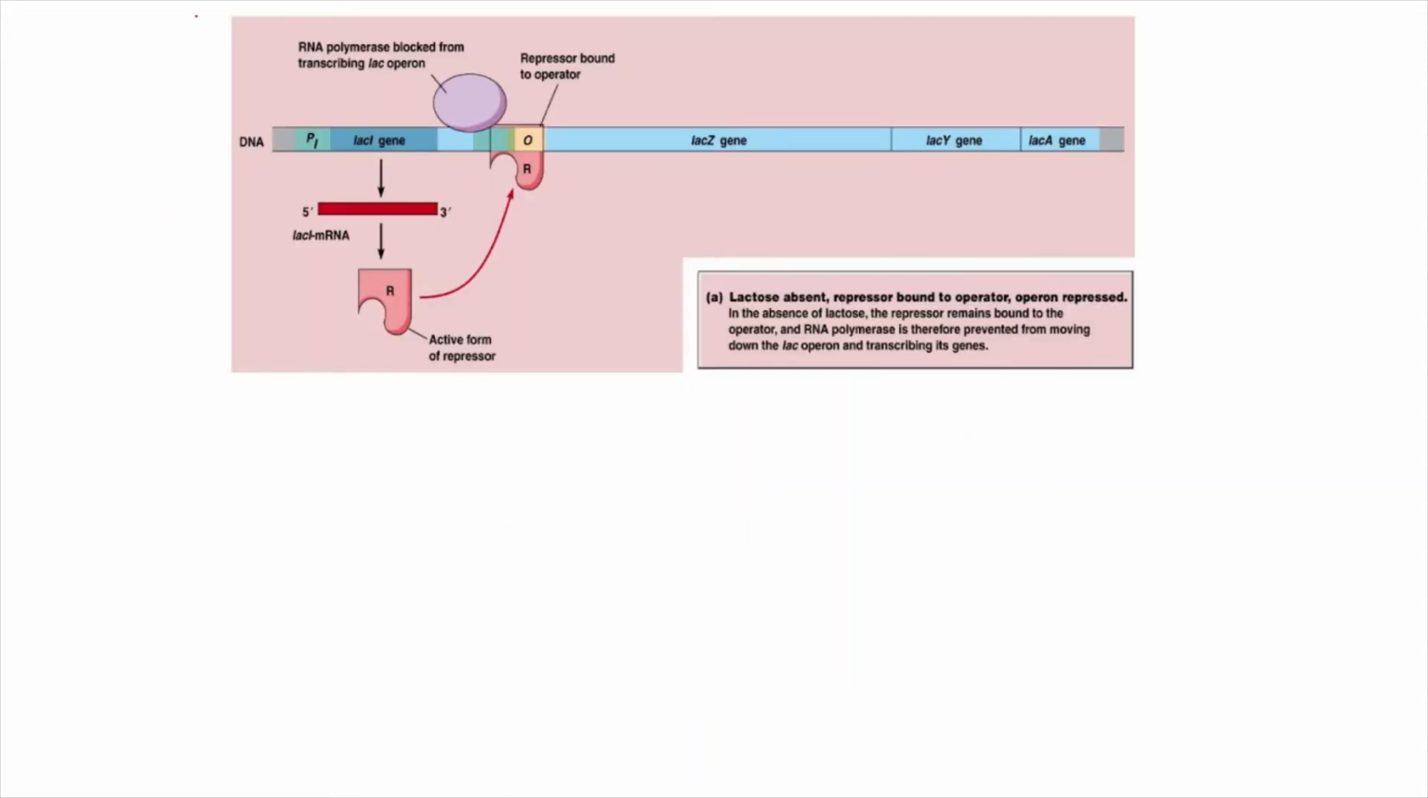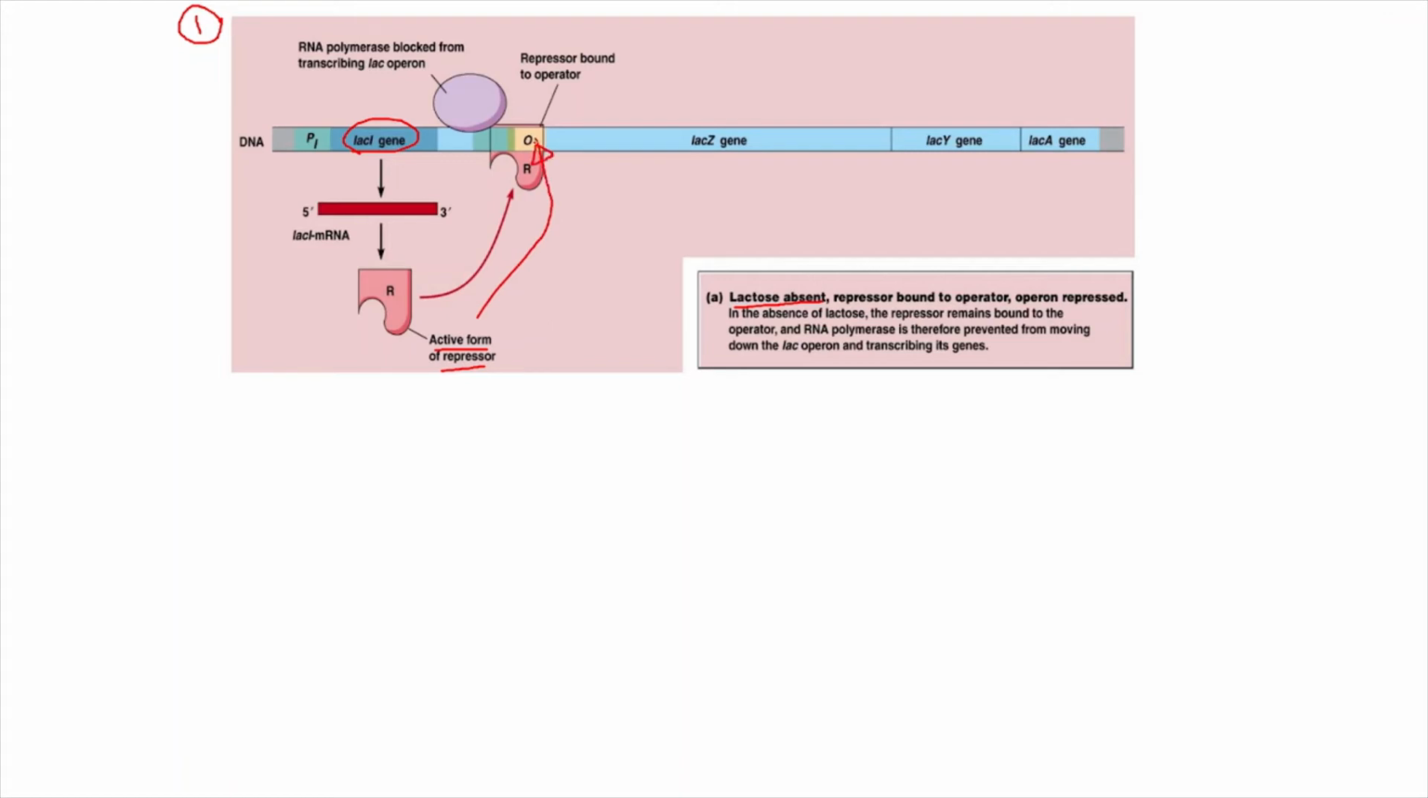So now let us see two cases. One is where lactose is absent in the media. So what will happen to the Lac Operon? Now when lactose is absent in the media, this LAC-I gene codes for this repressor protein which becomes active and it binds to the operator region.